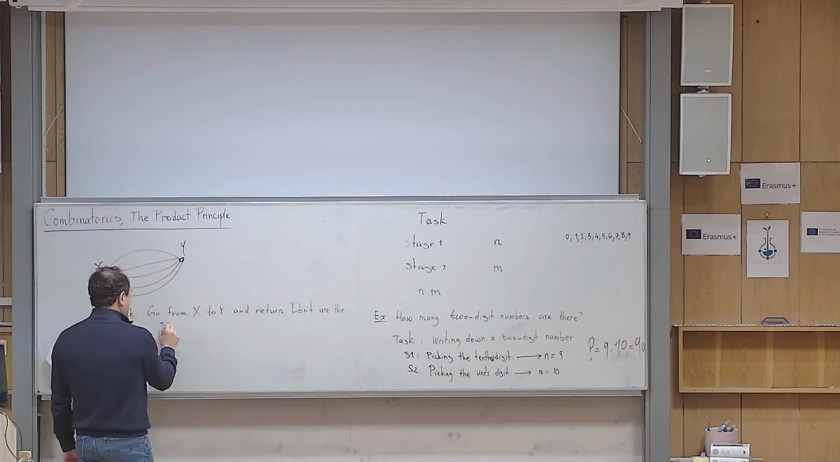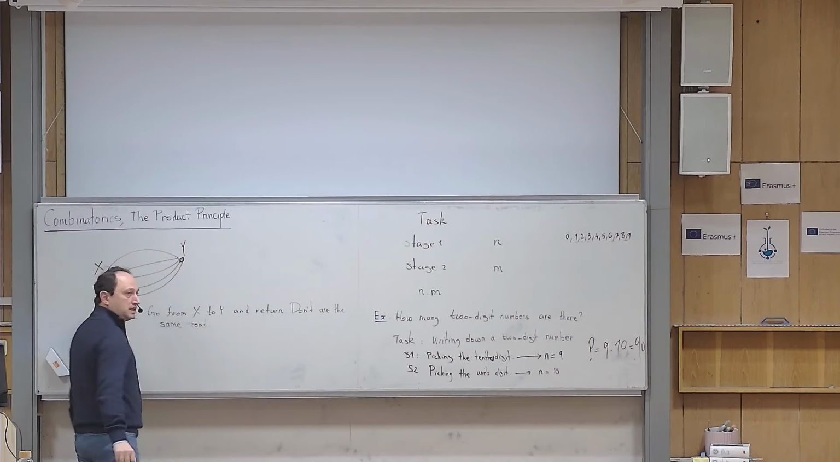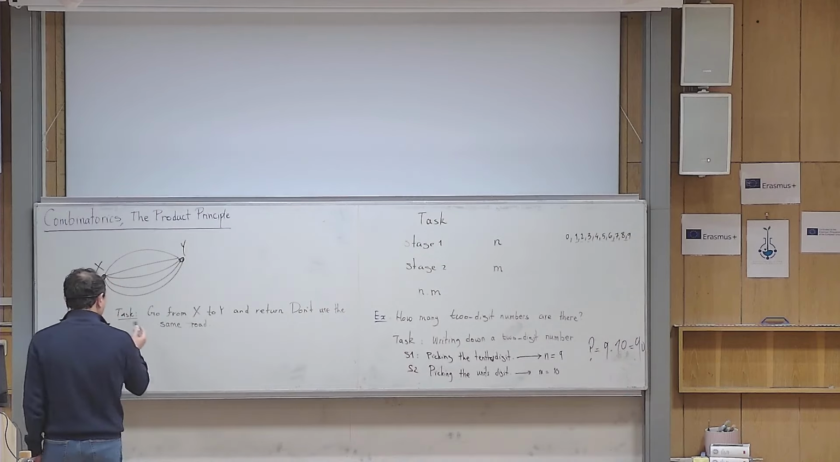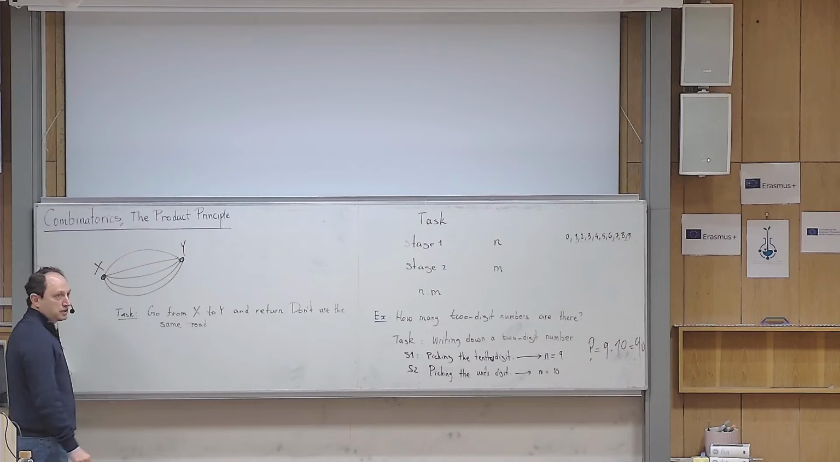Now, I'm just writing it because I just told you orally, okay? So go from X to Y and return. Don't use the same road. You understand what I mean, yes? Yes. But this is my task, okay? Is it possible to break this down into 2 stages?